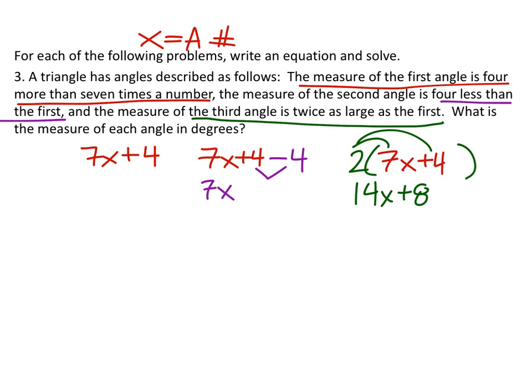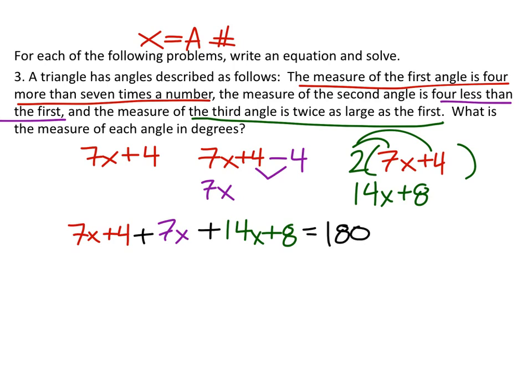Here's what we know. If I take that first angle, 7x plus 4, and the second angle at 7x, and the third angle at 14x plus 8, when I add these together, those are the 3 interior angles of that triangle, so it has to equal 180 degrees. So this is our equation. We've defined our variable. Next, all I need to do is start combining like terms.